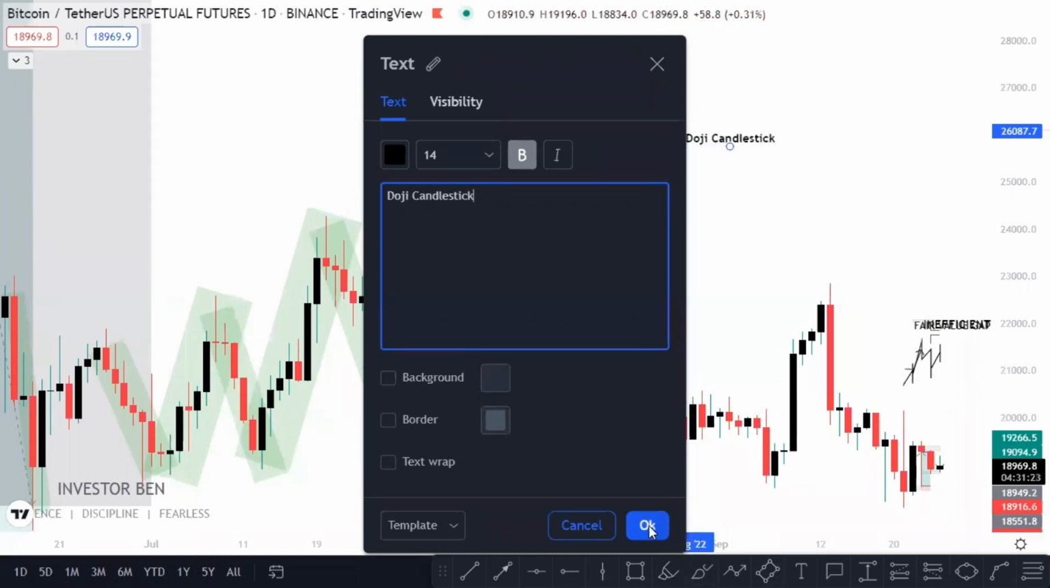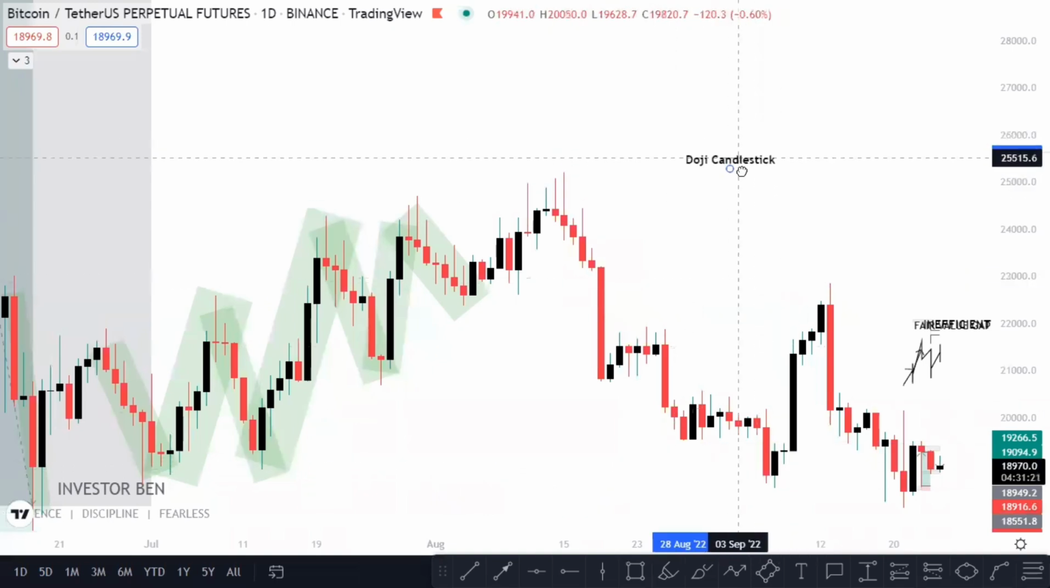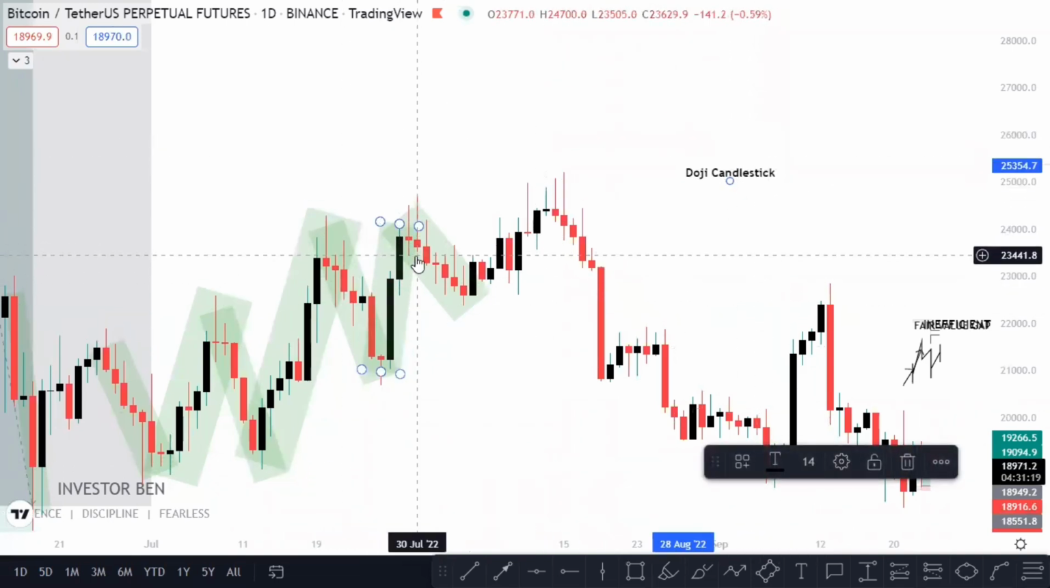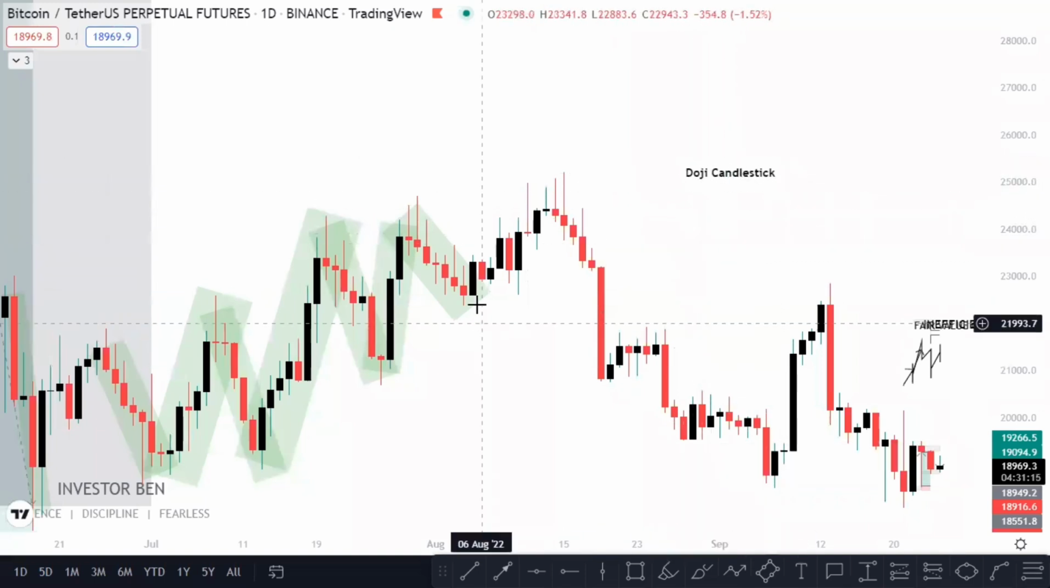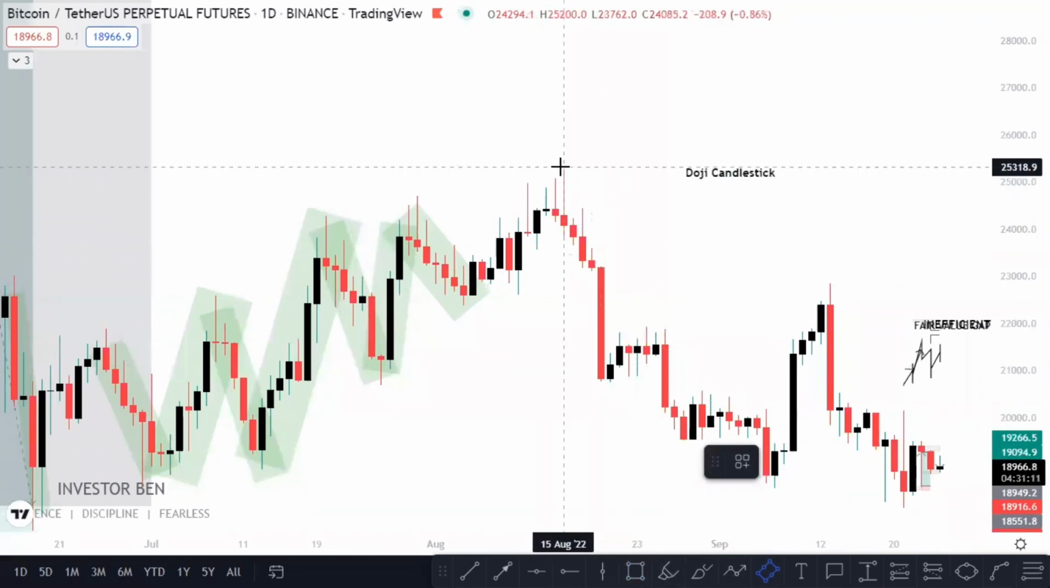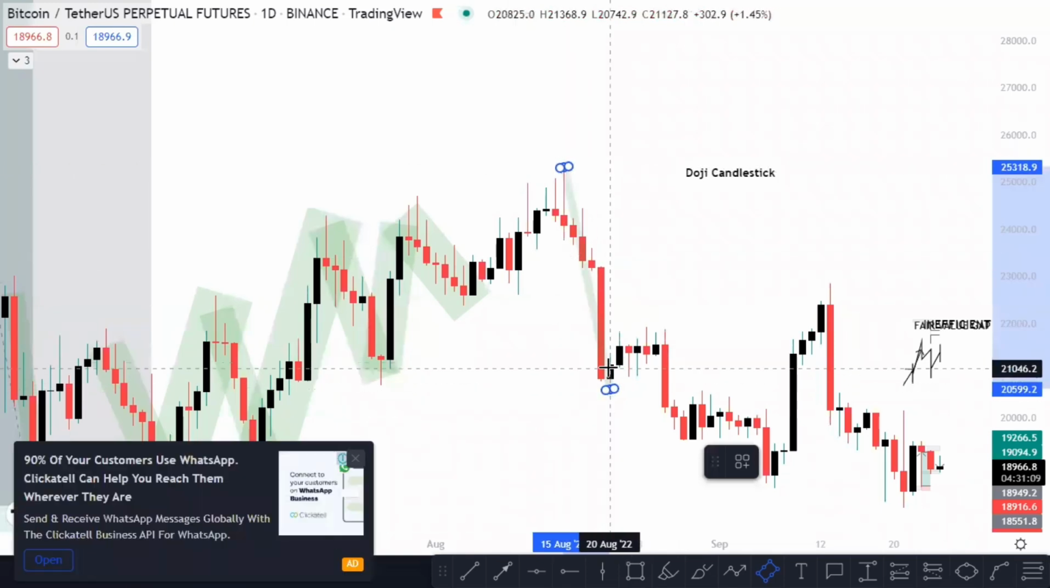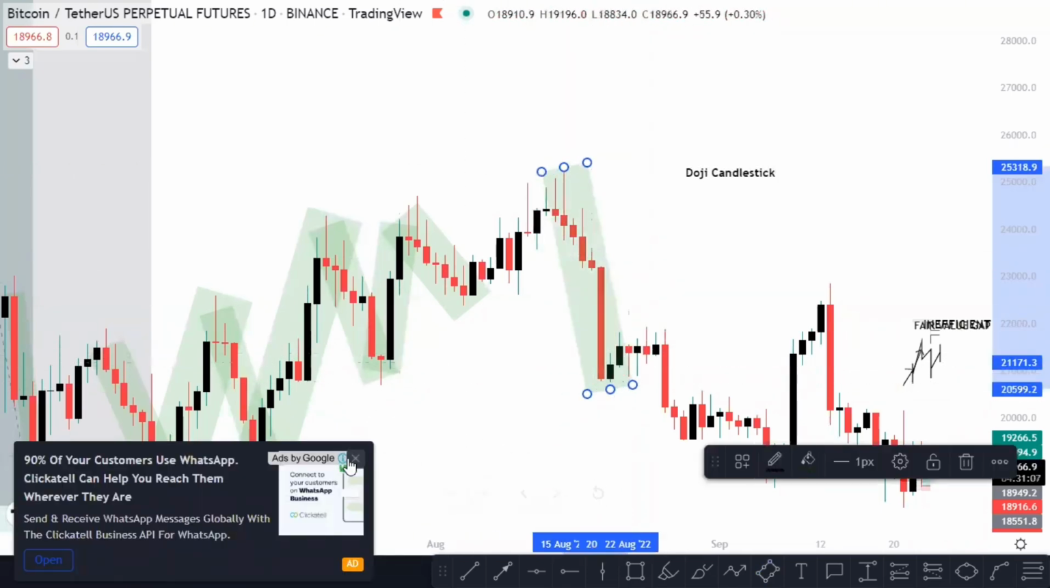Yeah, so like doji candlesticks, right? All of these candlesticks at this point, yeah. Doji is actually indecisive, yeah. And we had such movements again.